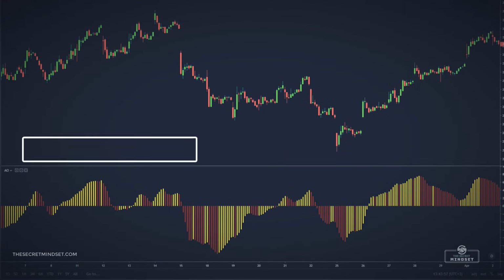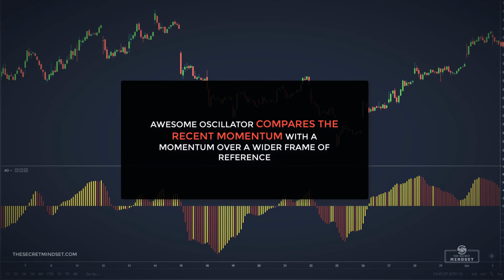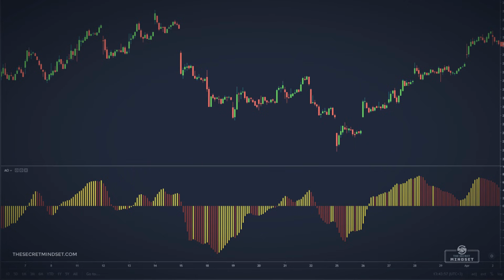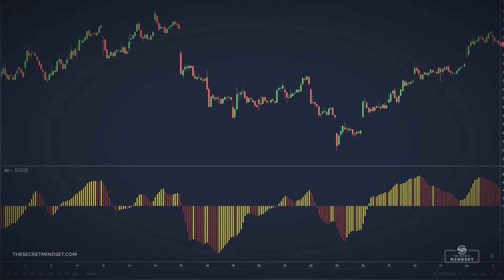Another good indicator for divergence trading is the Awesome Oscillator. The Awesome Oscillator compares the recent momentum with a momentum over a wider frame of reference. The indicator is plotted as a histogram and is used to confirm the trends and determine possible cycle turning points. If you want to learn more about the Awesome Oscillator, here is a great tutorial on how to trade with it.